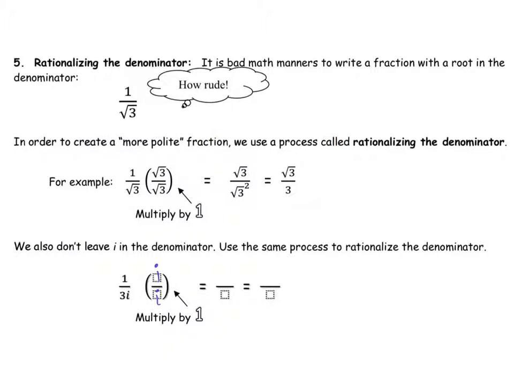So across the top, I've got 1 times i, which is just i. And then I've got 3i times i, which is going to be 3i squared. So i on the top. On the bottom, I have 3 times negative 1. So this is going to be negative i over 3. You can put that negative with the 3 if you want. You just need to only write it once.